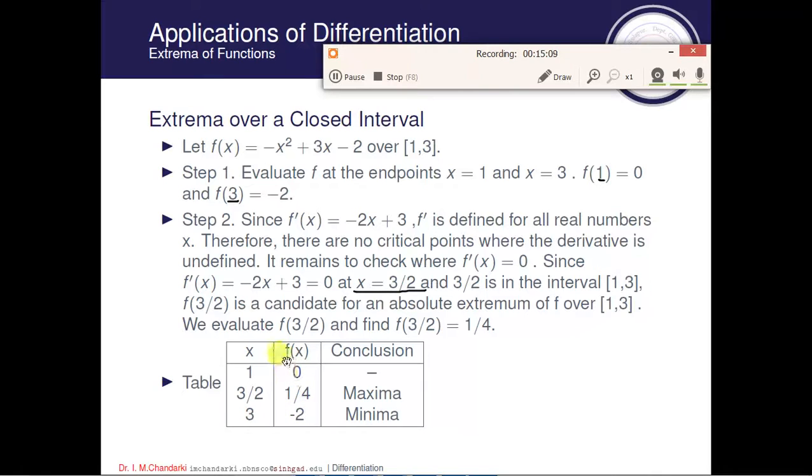From this table it is evident that 1 by 4 will be the maxima and minus 2 will be the minima. 0 is neither maxima nor minima. So what is the meaning of this? The extrema are at 3 by 2 and 3. 3 by 2 is the point of maxima and 3 is the point of minima.